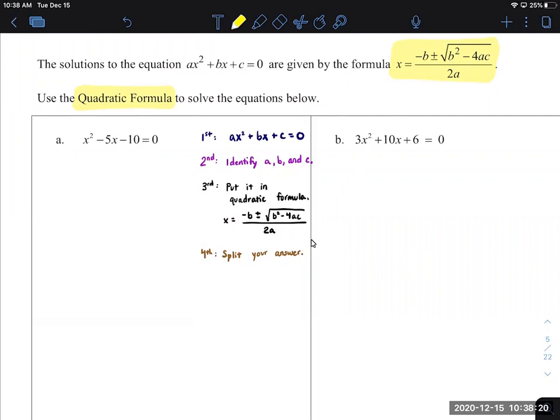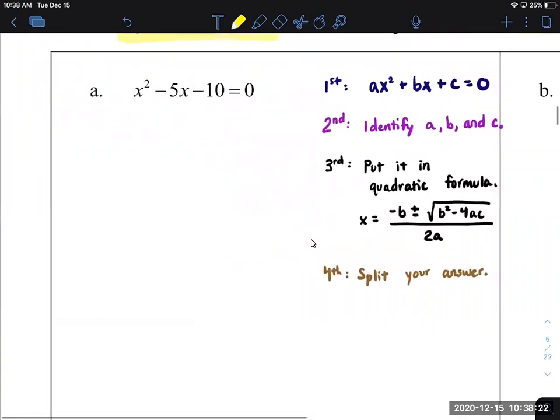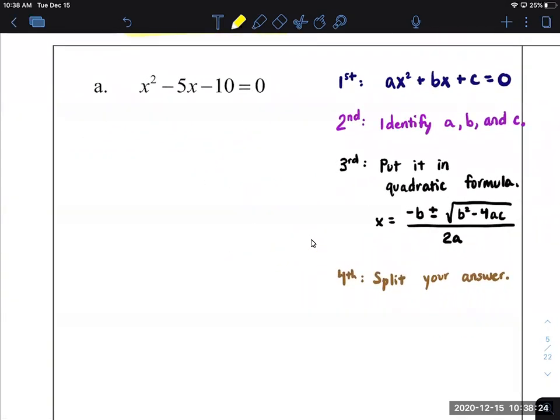So the first step that we're going to do to solve our first problem here is to make sure that we are in the form ax squared plus bx plus c equals 0. And you can see that over here, we have it equal to 0, we have an x squared, an x, and then a number. Now we are going to identify a, b, and c.